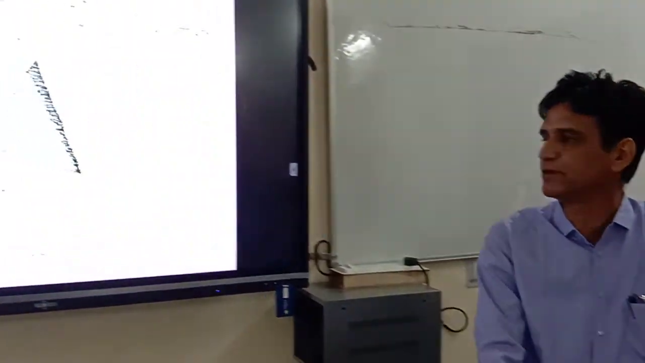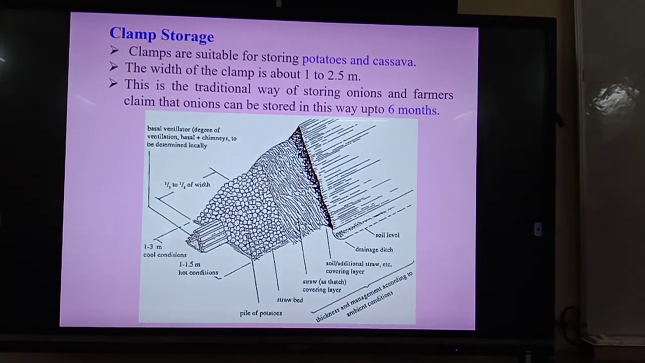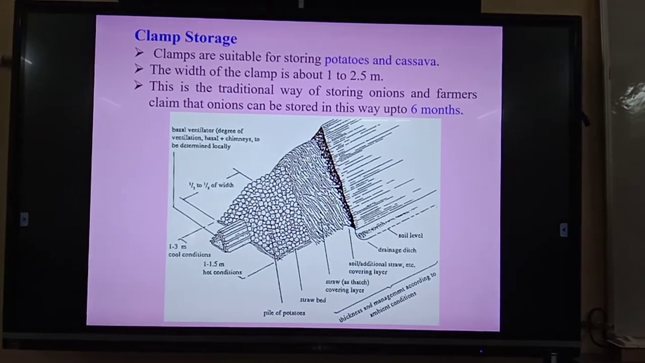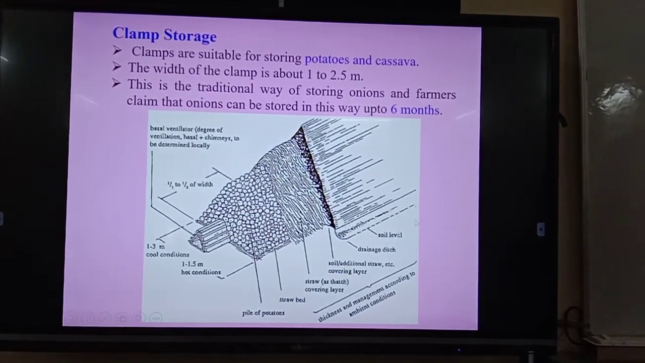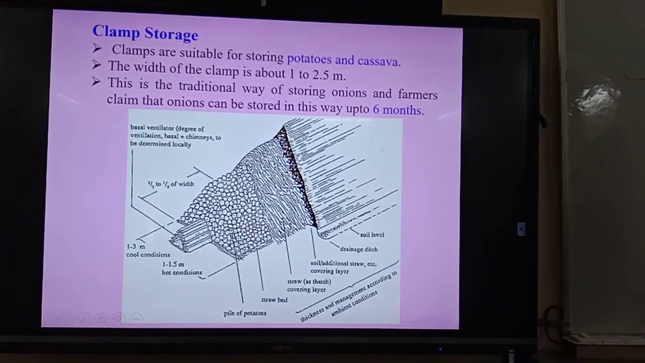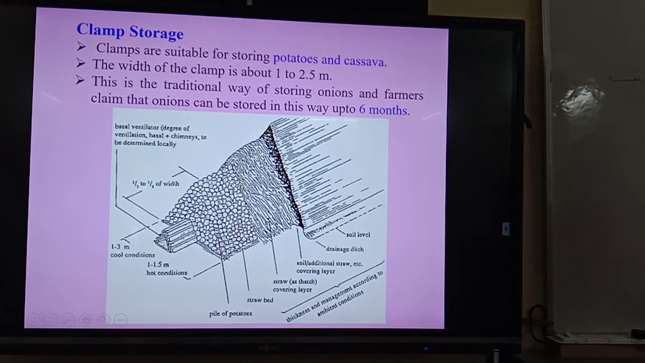Another is clamp storage. Clamp storage we generally prepare with special things: first of all we keep gravel and sand, then a layer of straw, then the produce, and in between the produce we also insert some hollow pipes, so that we can provide proper ventilation to the crop in the middle of it. And with the help of these clamps we can store our produce up to 6 months.